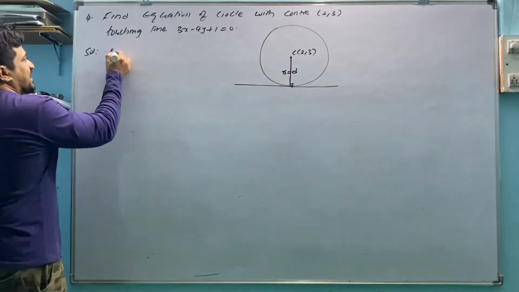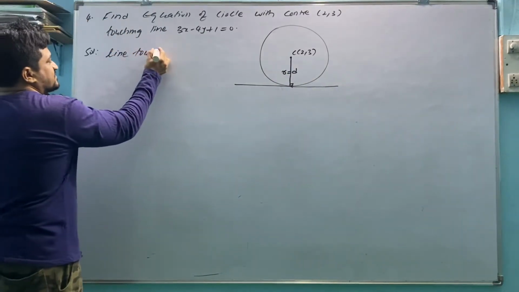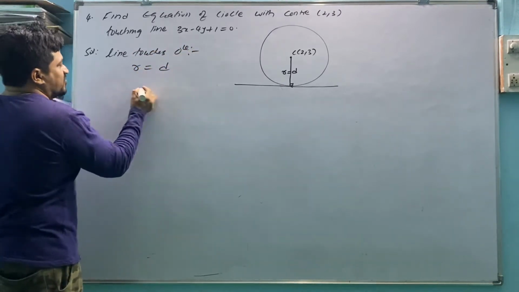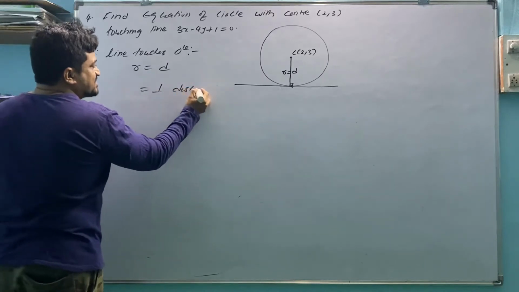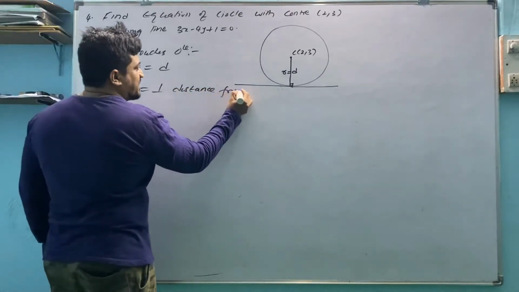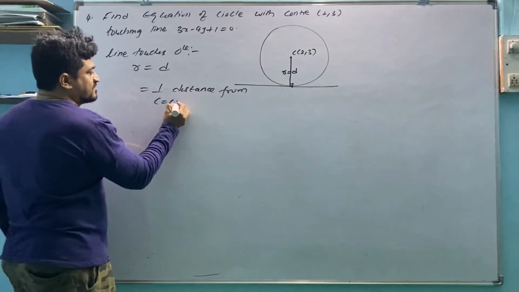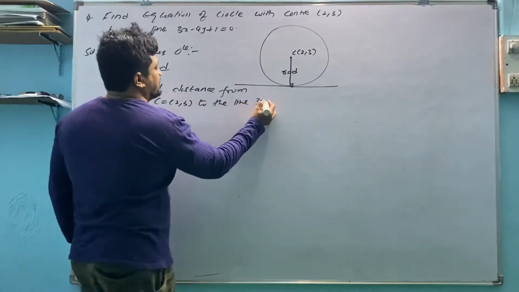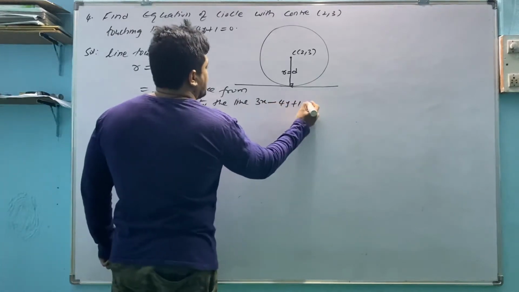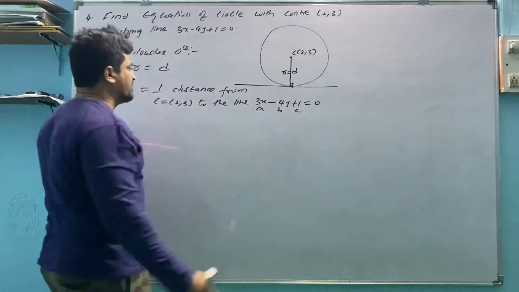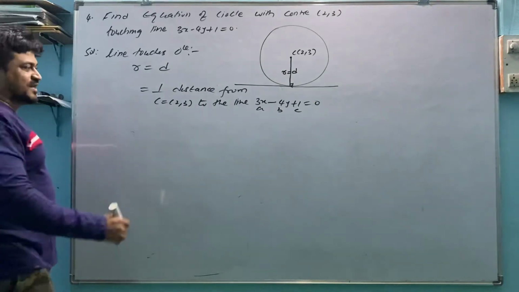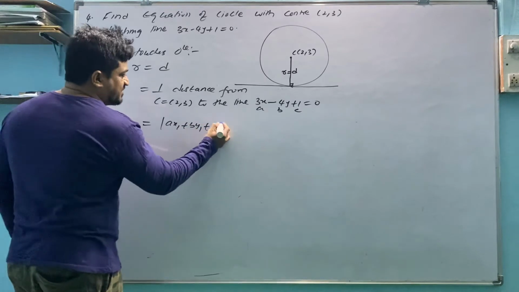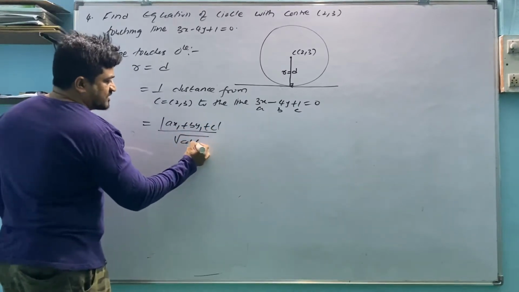You can write, line touches the circle, so R equals D. What is D? Perpendicular distance from center to the line. What is the line given? A, B and C. Whenever we have a center and the line, we can use the formula (Ax1 + By1 + C) by root of A square plus B square.